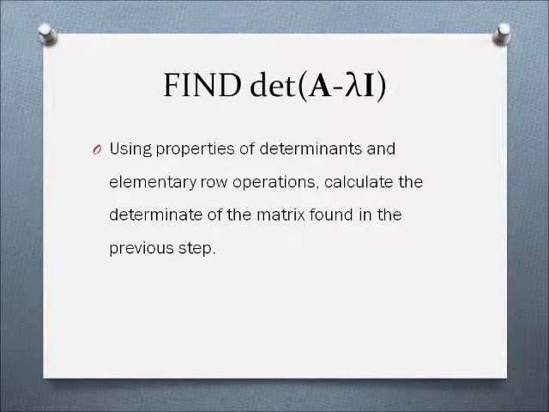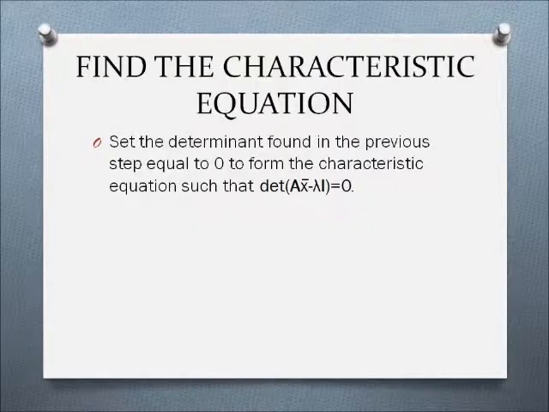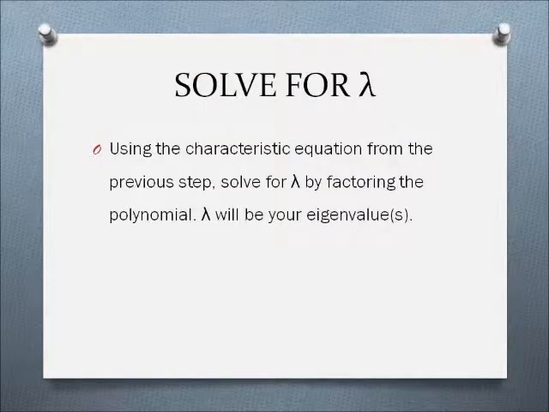Once you find this matrix, you're then going to use it to find the determinant of A minus lambda I. You're just going to use basic properties of determinants and elementary row operations, at which point you're going to set your determinant equal to 0 to form the characteristic equation. Once you have your characteristic equation, you want to solve for lambda by factoring the polynomial that is produced. Lambda in this case will be your eigenvalue or eigenvalues.